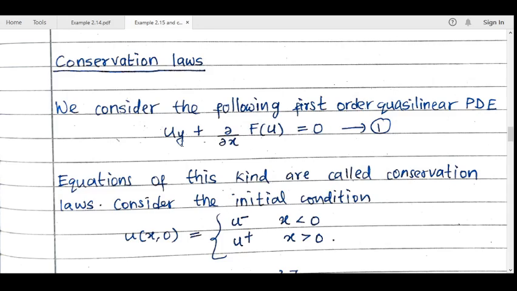Here y usually represents time. So a time derivative will be there, and if we are able to write it as ∂/∂x of some function in u, then such equations are called conservation laws.